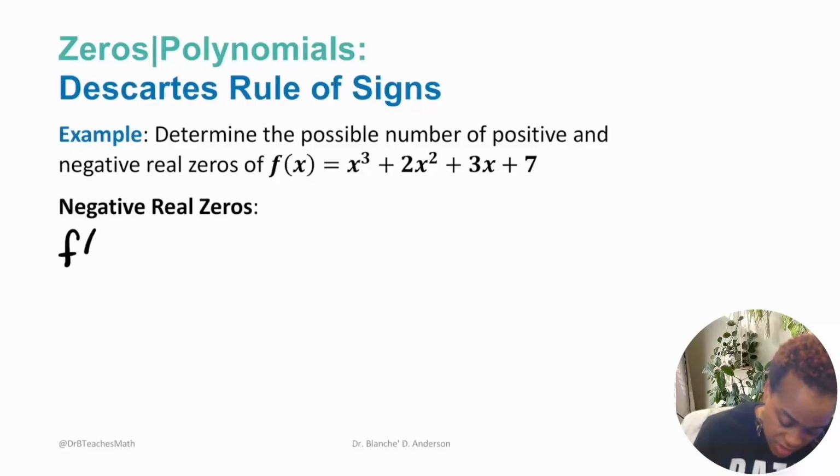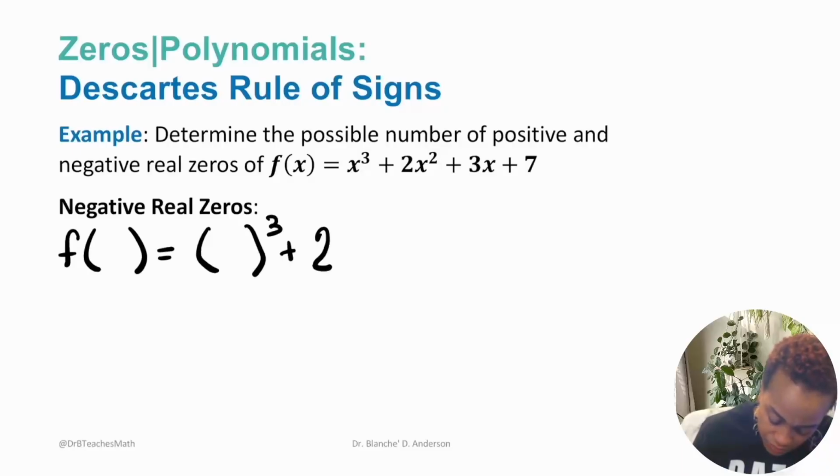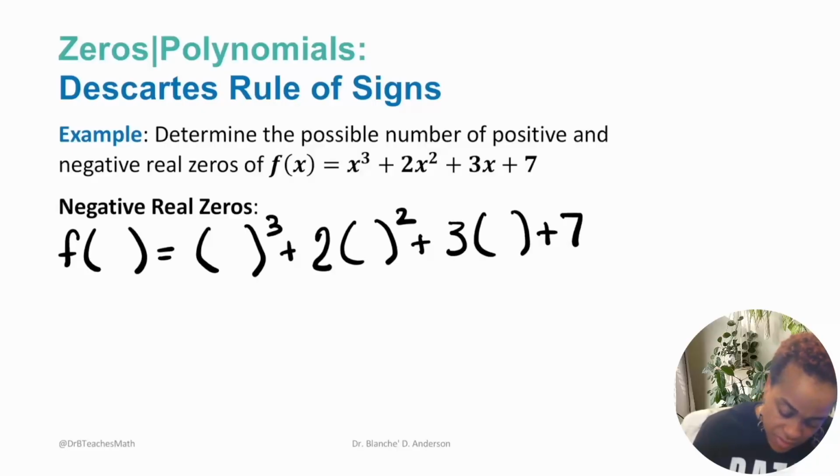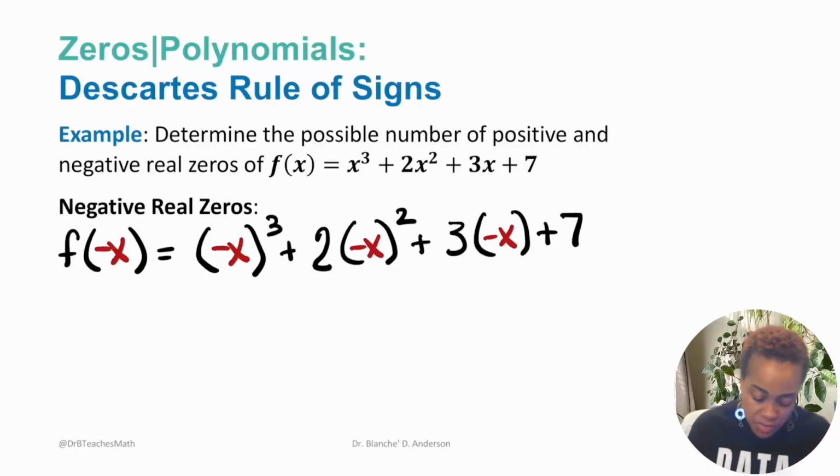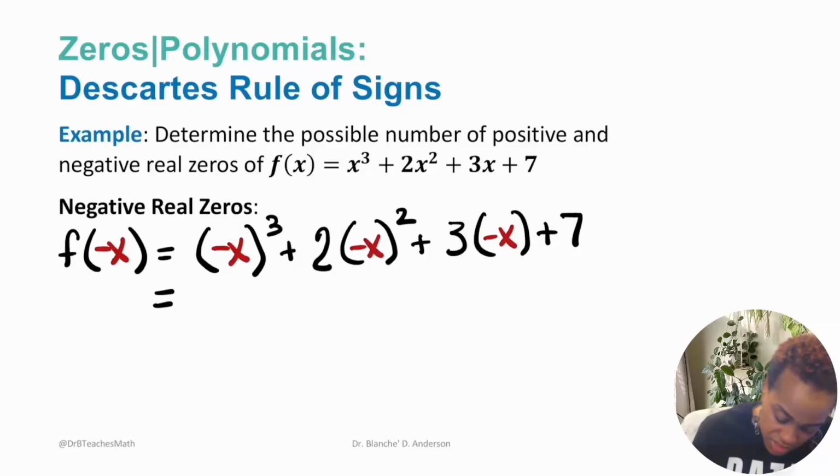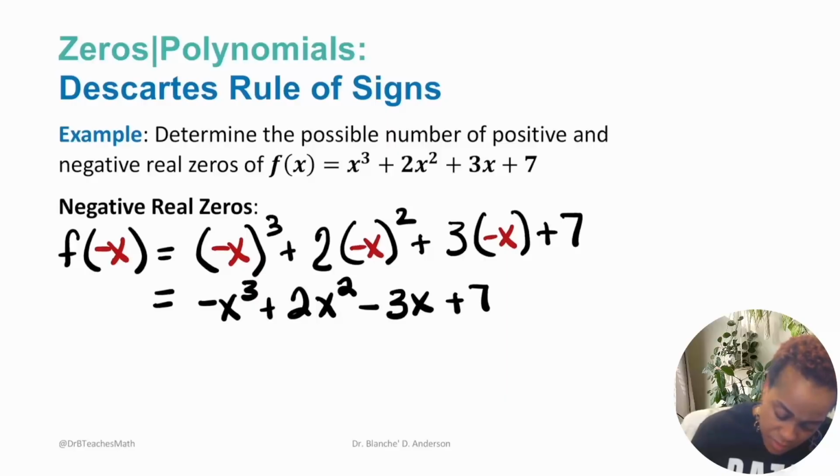So negative means substitute every x with negative x. So f of negative x, and I'm just going to write it, cubed, squared, plus 7. We're going to substitute negative x: negative x, negative x, negative x. I took negative x and substituted it into every single x. This comes out to be negative x cubed, right? This is going to be 2x squared minus 3x plus 7, because this is multiplication. You're multiplying. This comes out to a positive x squared.